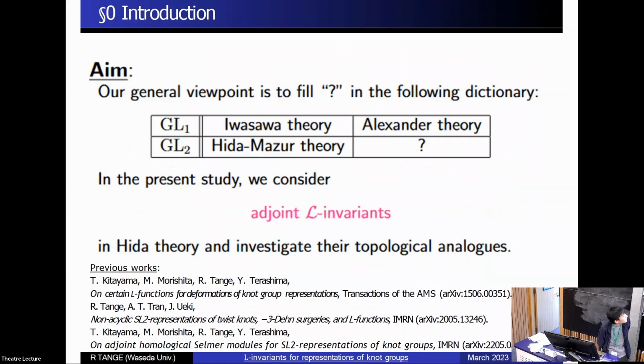So our aim is to fill the question mark in the dictionary. In number theory, non-abelian deformation theory was studied by Hida and Mazur. So we would like to consider the counterpart in knot theory. In today's talk, we consider adjoint L-invariants in number theory and investigate their topological analogs.